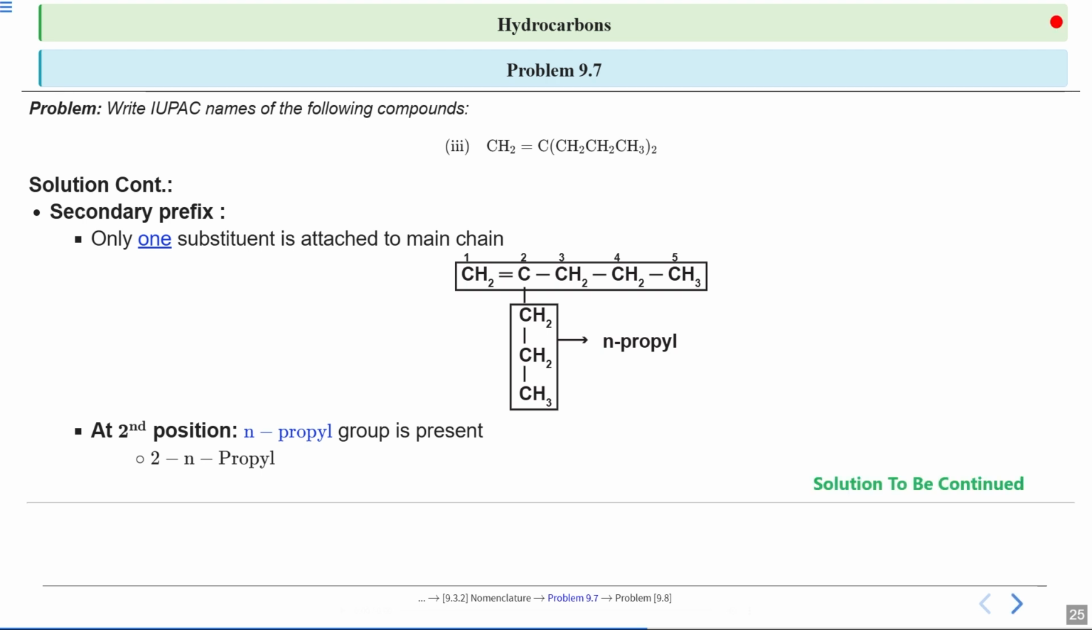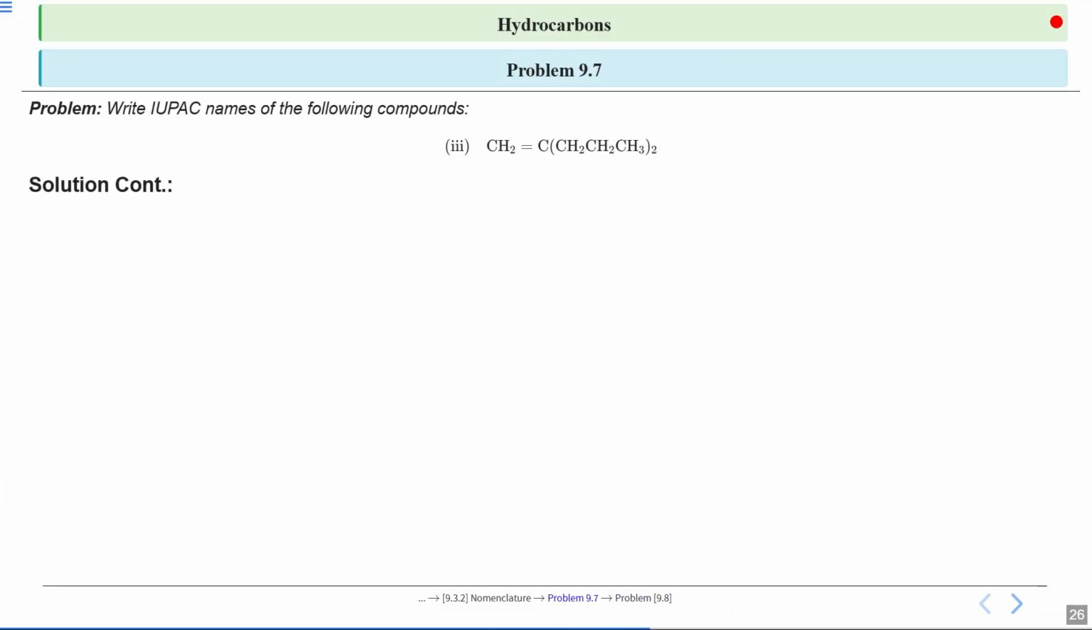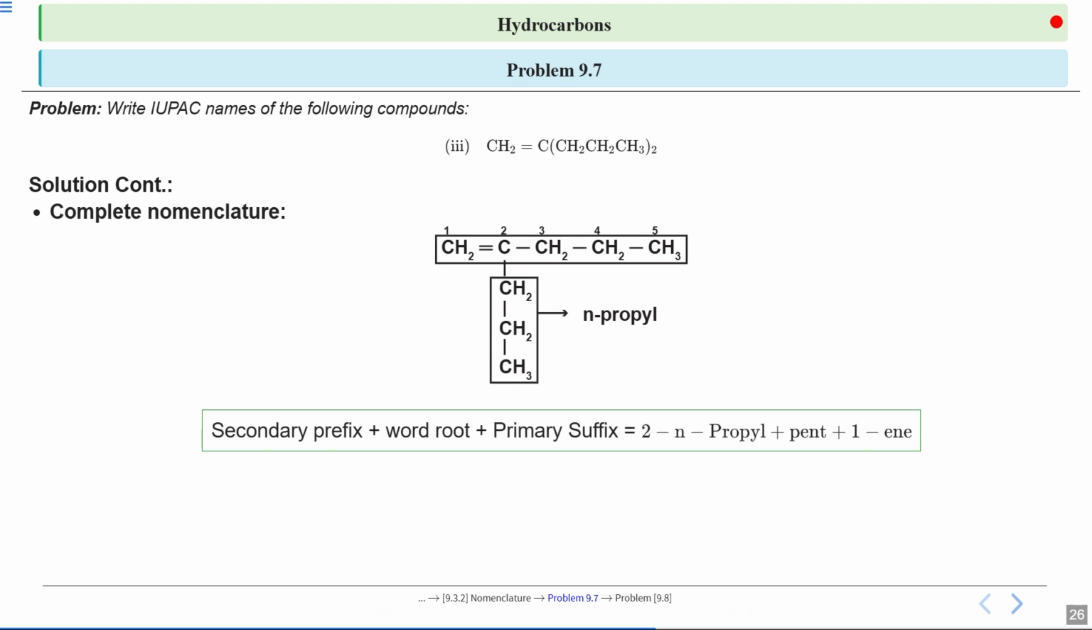Next, we have done the work of the secondary prefix. Now, what will we do? We will write the complete nomenclature. We have all the parts of the general configuration for writing the nomenclature: the secondary prefix, the word root, and the primary suffix. The secondary prefix is 2-n-propyl, the word root is pent, and the primary suffix is 1-ene. Therefore, you can write the complete name as 2-n-propylpent-1-ene.